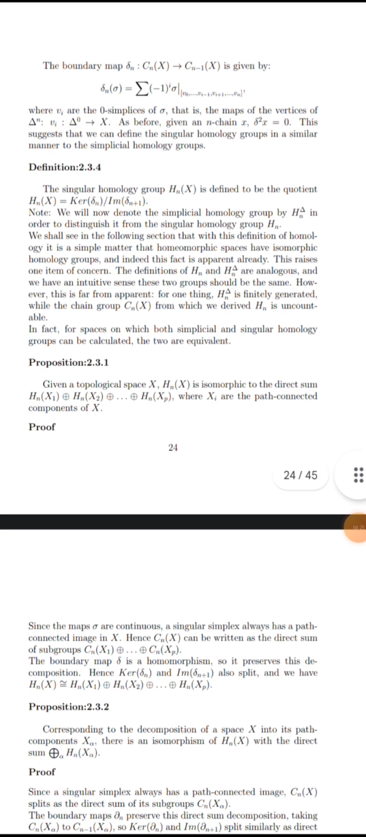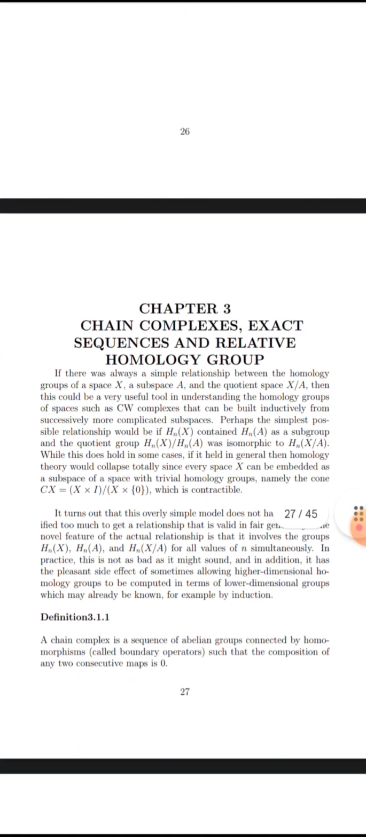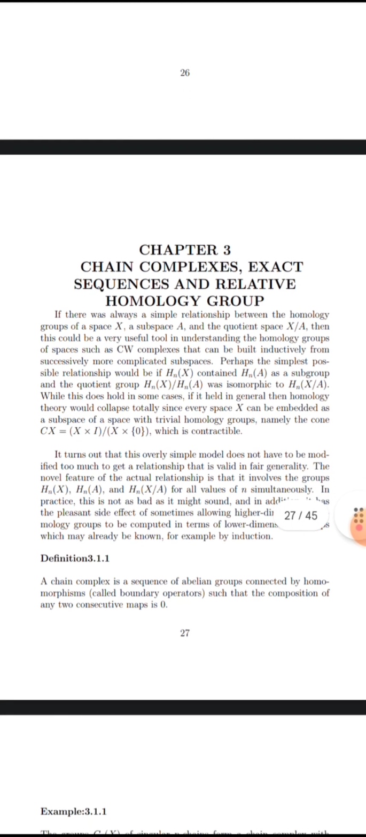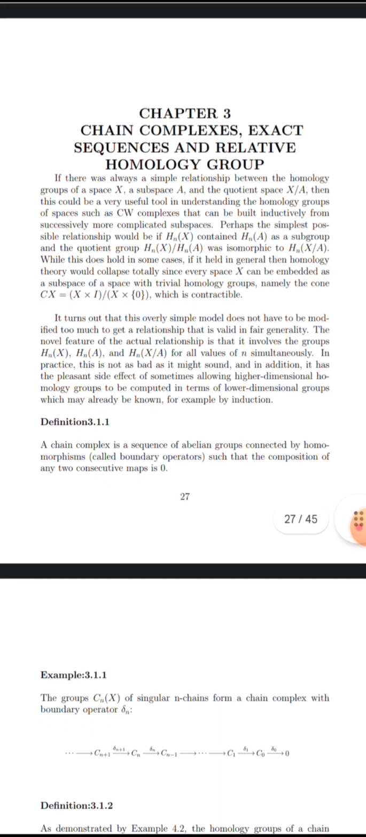Then the related propositions and theorems are there. Next we are going to see about chapter 3, chain complex, exact sequence and related homological groups. A chain complex is a sequence of abelian groups connected by homomorphisms such that the composition of two consecutive maps is 0.